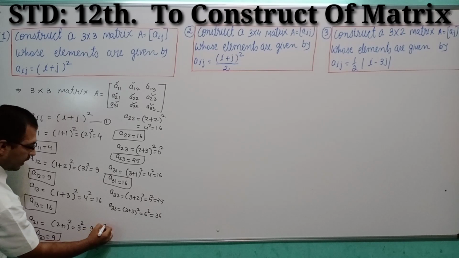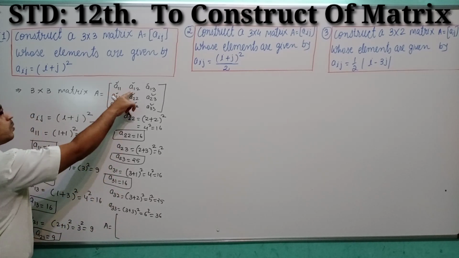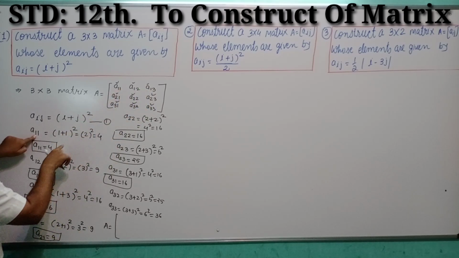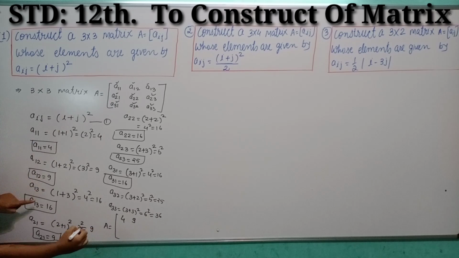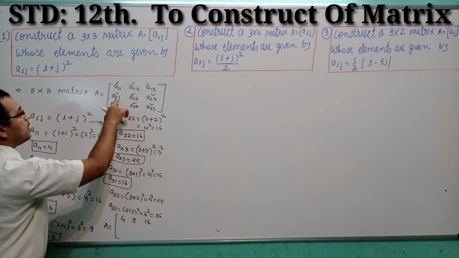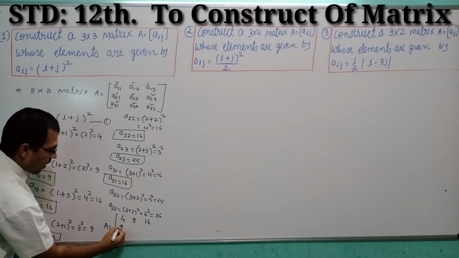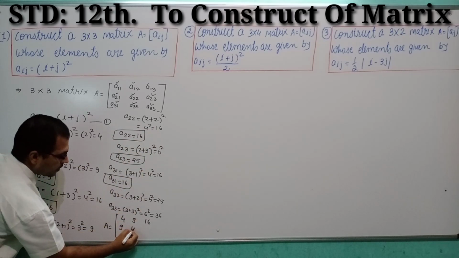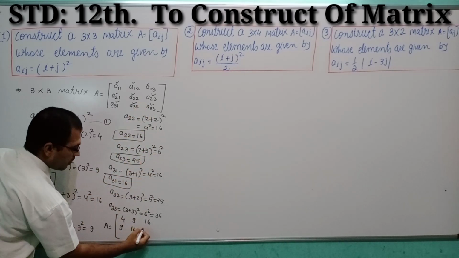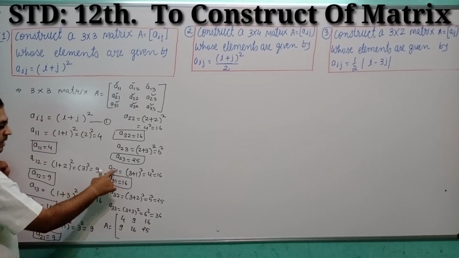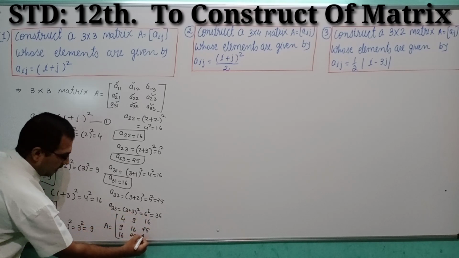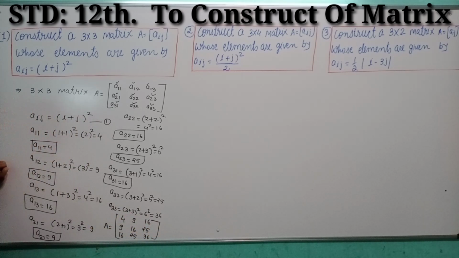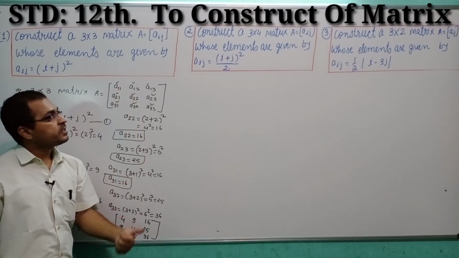So our matrix A is: a11 is 4, a12 is 9, a13 is 16, a21 is 9, a22 is 16, a23 is 25, a31 is 16, a32 is 25 and a33 is 36. Students, this is our desired matrix using the equation a_ij = (i + j) whole square. Now moving to the second question.